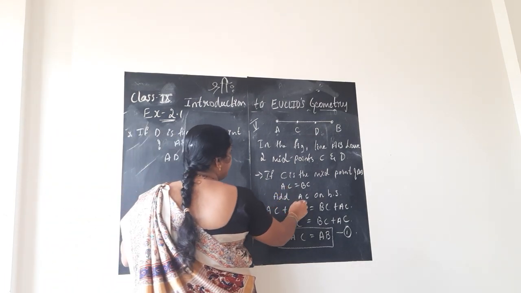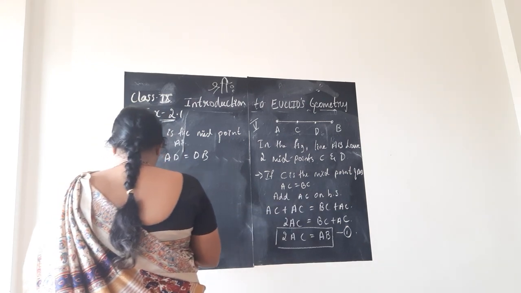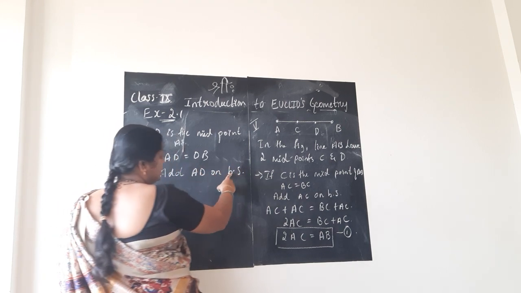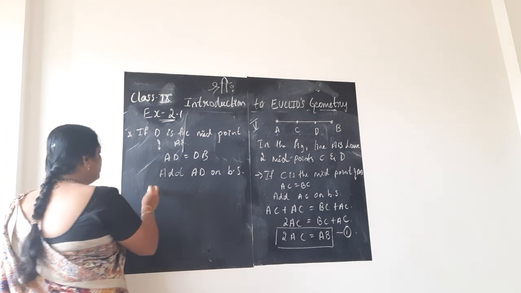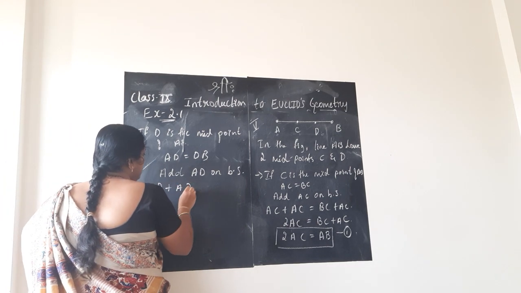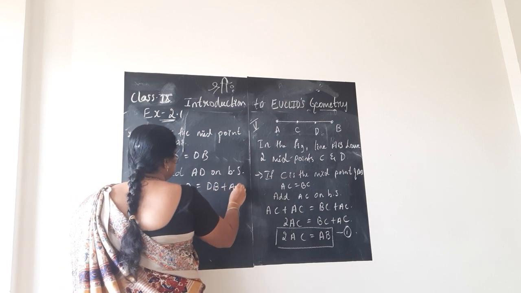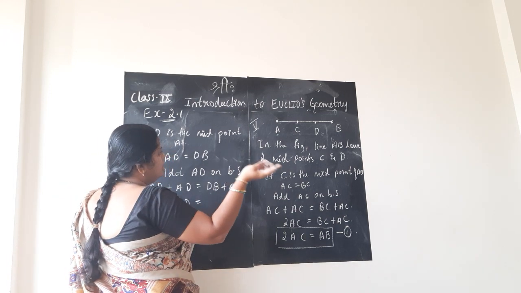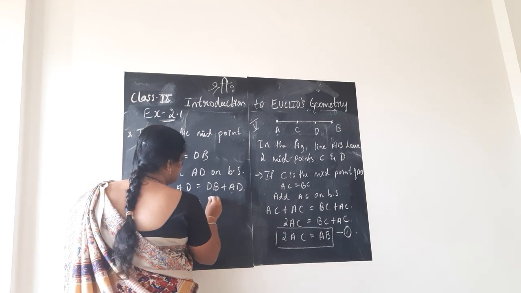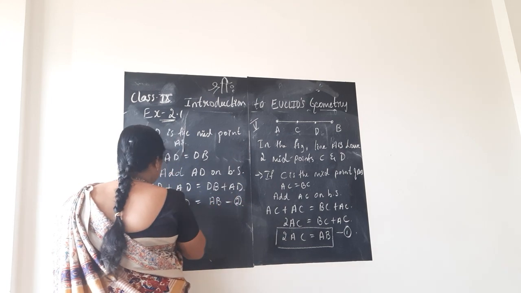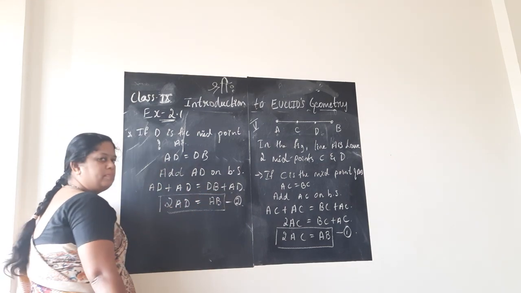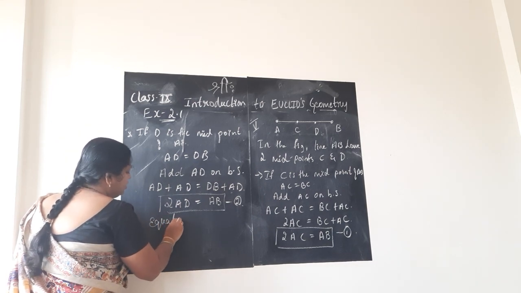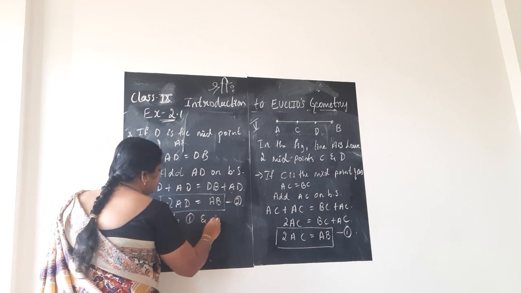Now here, just like we added AC on both sides, we shall add AD on both sides. That is, add AD on both sides. I want you to write the full form. When you do so, AD plus AD is equal to DB plus AD. AD plus AD is 2 times AD. DB plus AD is again nothing but AB, and I will call it equation 2. DB plus AD can be replaced by AB now, as we did there. So now, after calling it equation 2, equate equations 1 and 2.